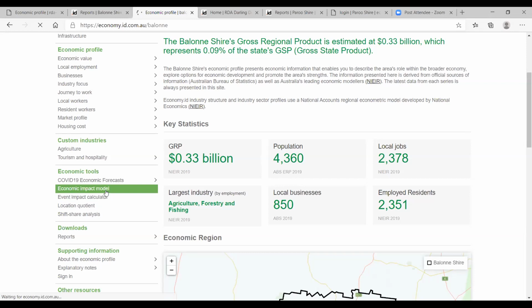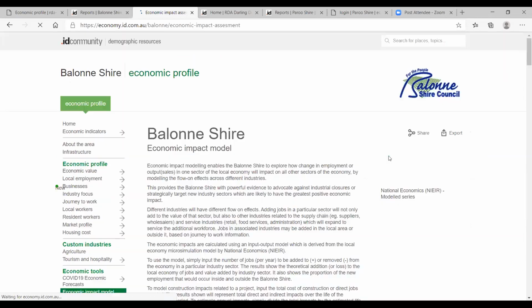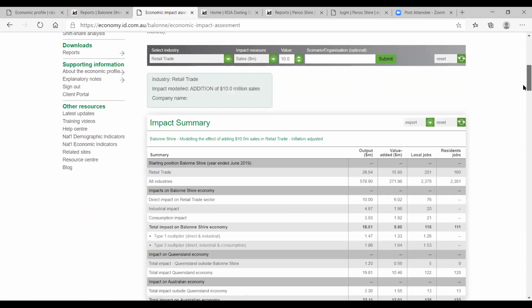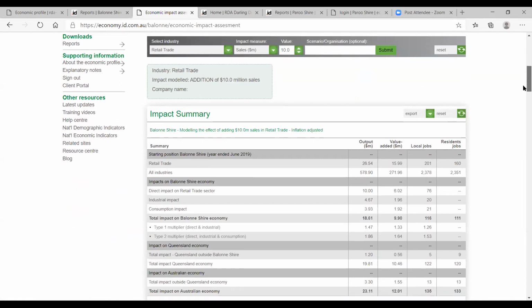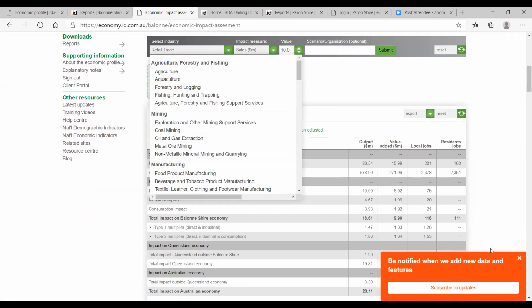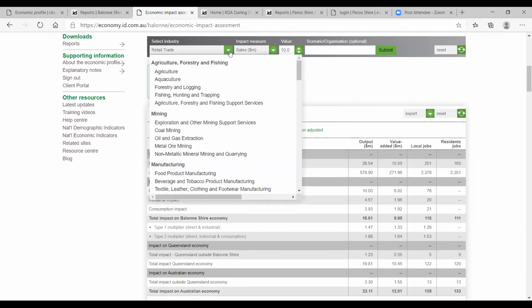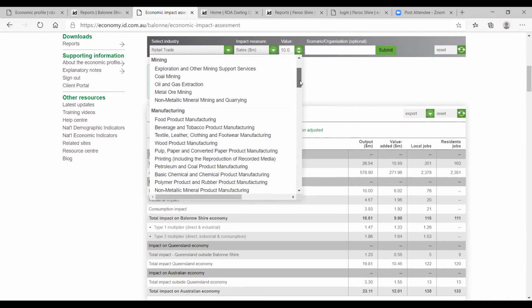So I'm going to click on economic impact model here, and it's going to take me to the Balonne Shire economic impact model. And I'll come down here, and what I'm going to do is I'm just going to run through a quick example. And we're going to make this example a community centre that council is building. Okay, so council is going for a grant for this community centre.